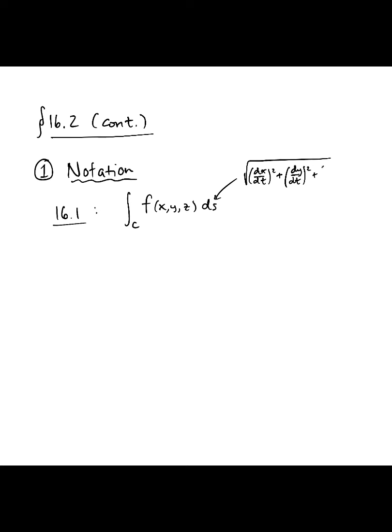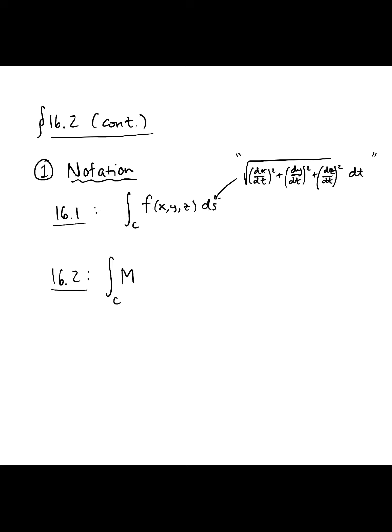It's just the sum of the squares of the derivatives with respect to whatever parameter, all square rooted, all done d parameter. So that was representative of that little bit of arc length along the curve back in 16.1. Here in 16.2, they're asking us to reconsider a line integral of a scalar function, so not a vector field, but this time not with respect to ds. So they want us to consider this.